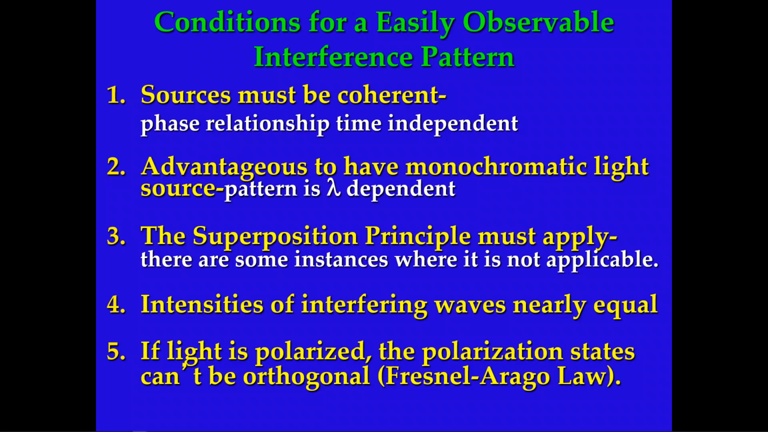The state of polarization of the waves cannot be perpendicular to each other. Remember when we talked about electromagnetic waves, every time we drew a picture, the wave was oscillating in a plane. That oscillation in a plane is called polarized light. If you have two waves oscillating in planes perpendicular to each other, and they interfere with each other, you're not going to be able to see the interference pattern.